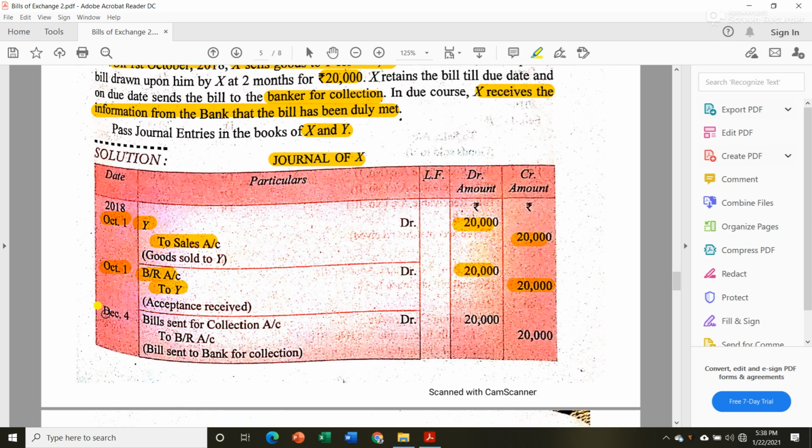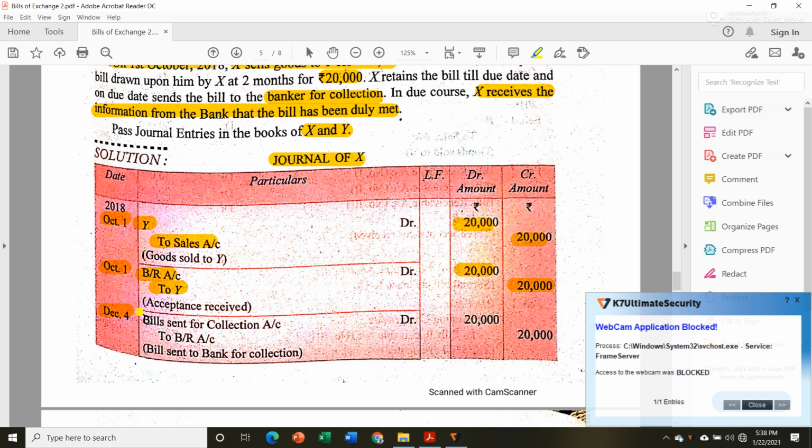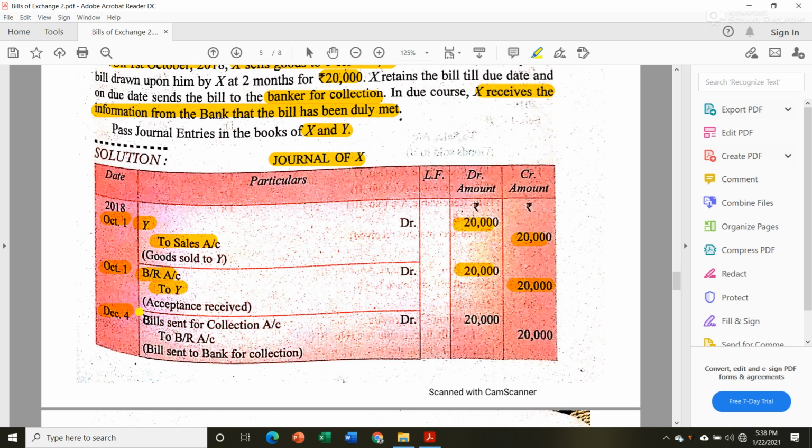So on December 4, for sending that bill to the bank also there will be an extra journal entry in Mr. X's book. Okay, that will be bills sent for collection account debit to bill receivable account. Now remember, for sending the bill to the bank for collection, only X's book will have the extra journal entry, not in the book of Y. Okay, because Y has nothing to do with sending the bill to the bank for collection.